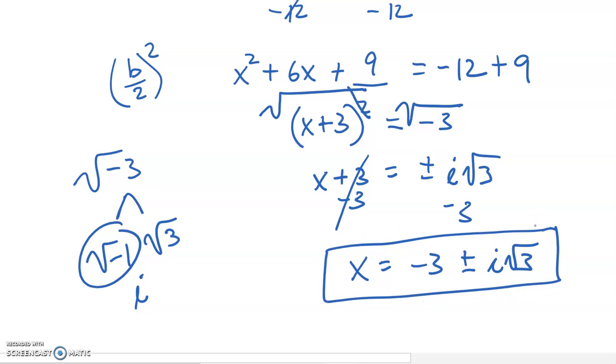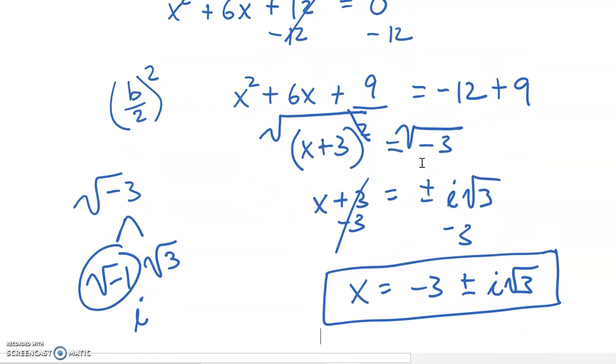So you can see there's some examples for you guys where we use imaginaries to solve. Before we used to say no solution, right? Because you can't have square roots of negatives. Well, we can now. We just call them imaginaries, right? That's what the i represents.